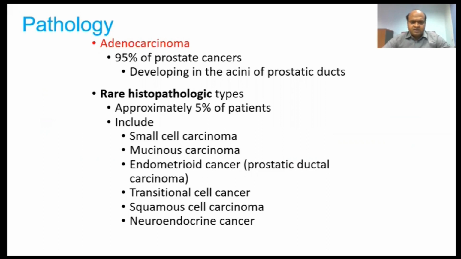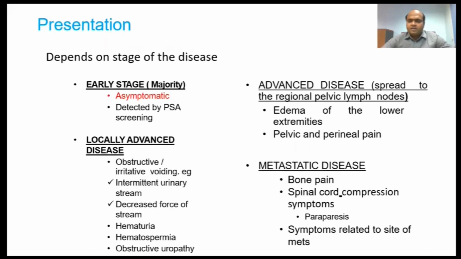Other rare histologic types include small cell carcinoma, transitional cell carcinoma, squamous cell carcinoma, and neuroendocrine tumor. It is interesting to know that the presentation of prostate cancer varies widely and depends on the stage of the disease. The majority of prostate cancers detected by PSA screening are usually asymptomatic.